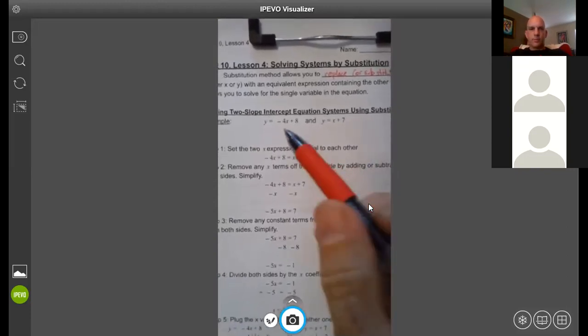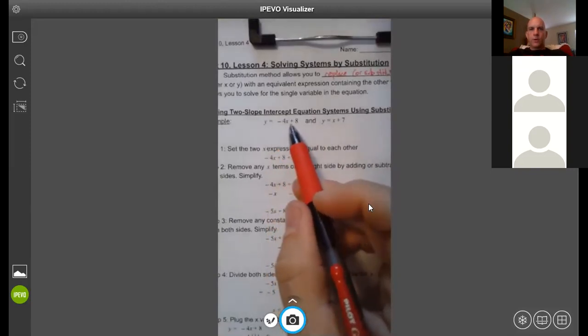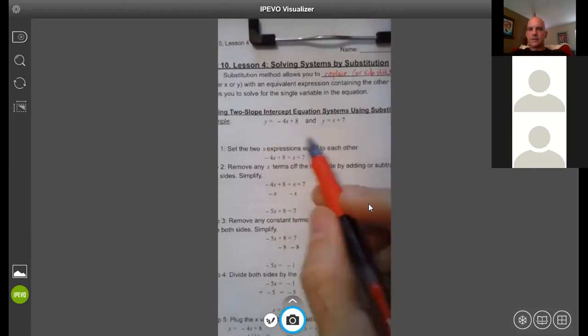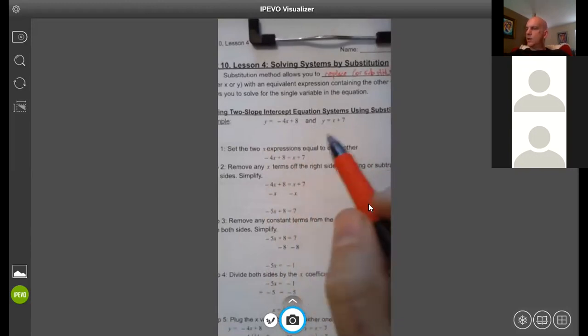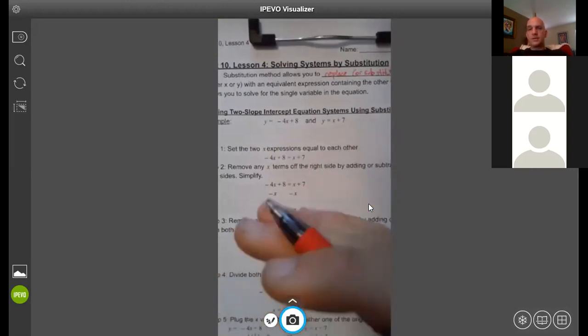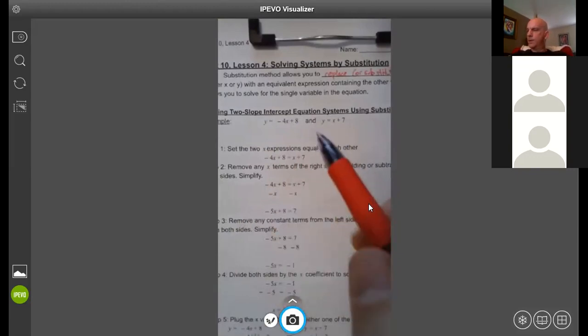So if I look at this example here, I've got y equals negative 4x plus 8, and I've got y equals x plus 7. So that system of equations, we want to know where those things cross. And if I were to graph those things, we will find that they cross somewhere, but they don't cross at an intersection we can easily recognize, not without a graphing program anyway.